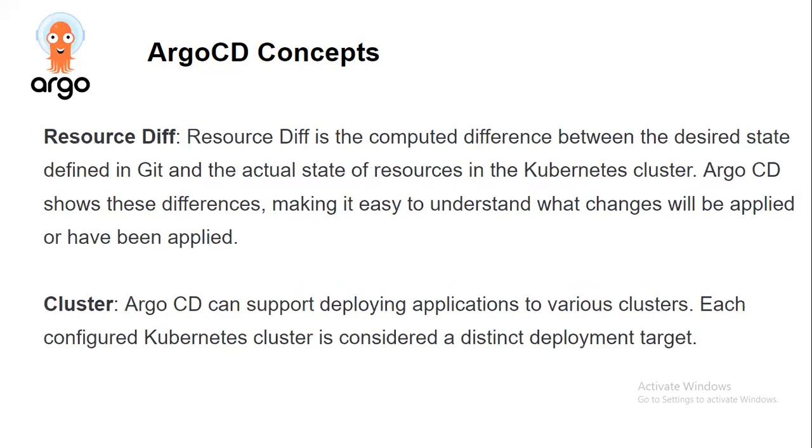Then next is resource difference. So what is the resource difference concept? Resource difference is the computed difference between the desired state defined in Git and the actual state of resources in the Kubernetes cluster. And Argo CD shows these differences, making it easy to understand what changes will be applied or have been applied.